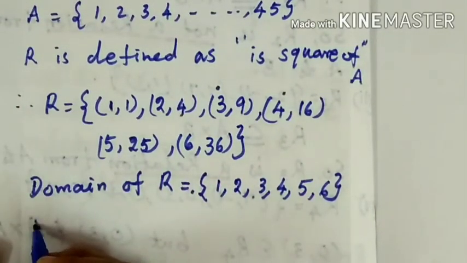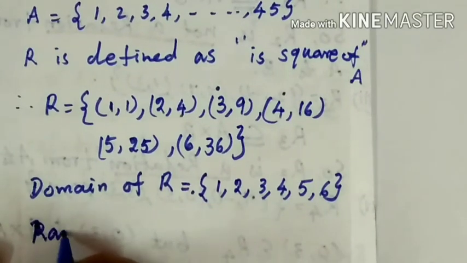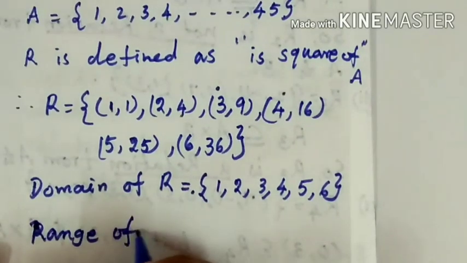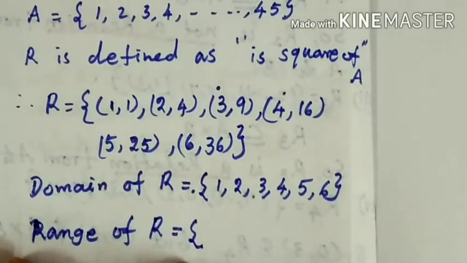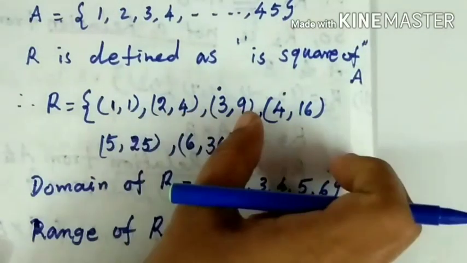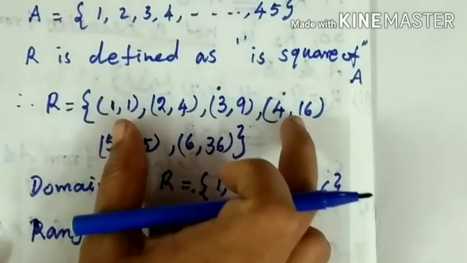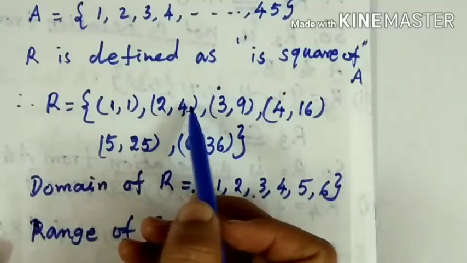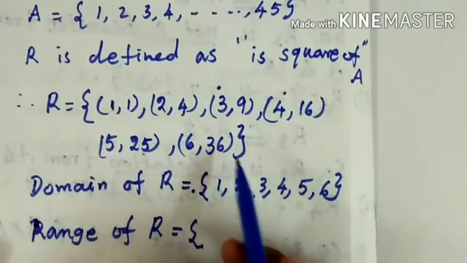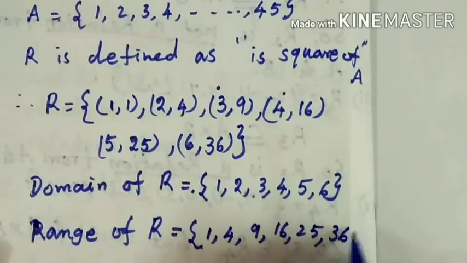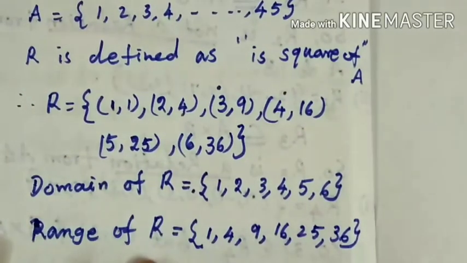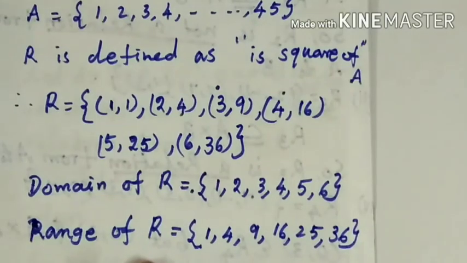Then the next question, range of R. What is the definition of range of R? Range of R is the set of all second elements in the ordered pairs of set R. That means the second elements: 1, 4, 9, 16, 25, 36. This is the answer for domain of R and range of R. That's all.